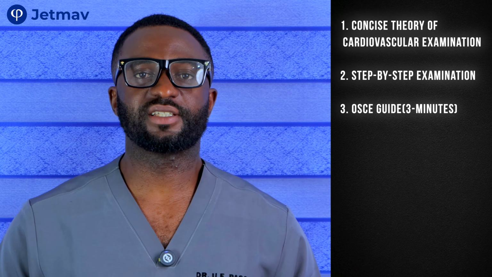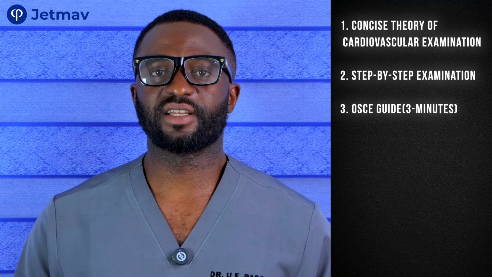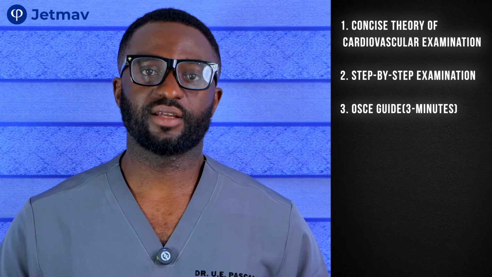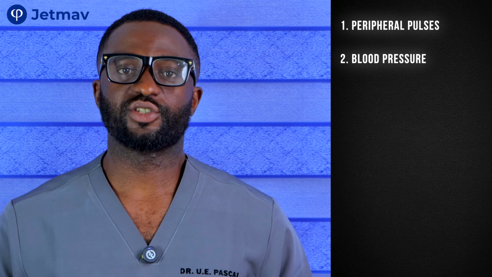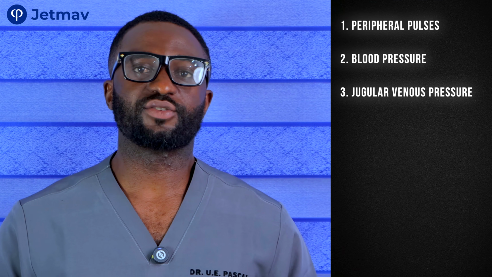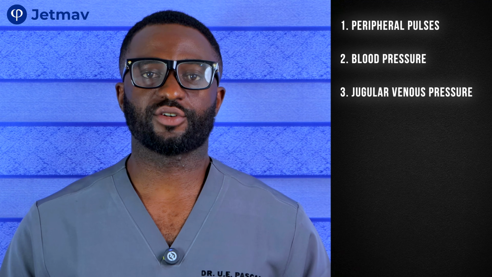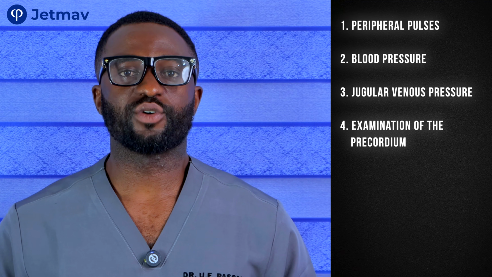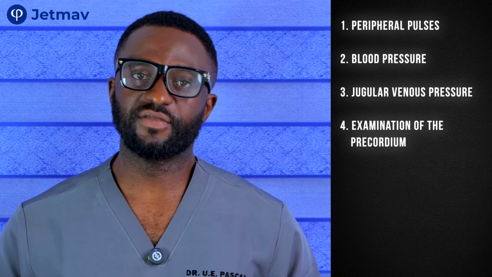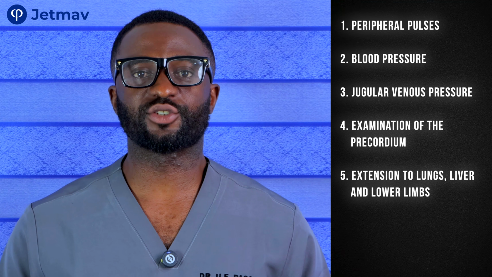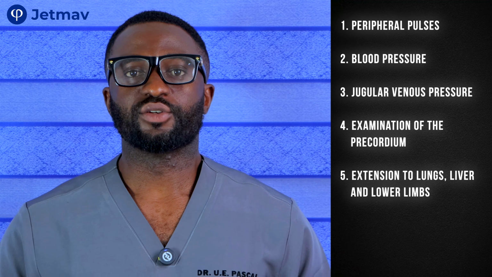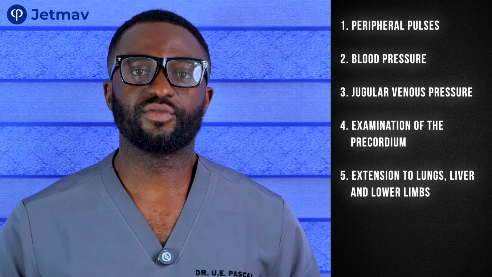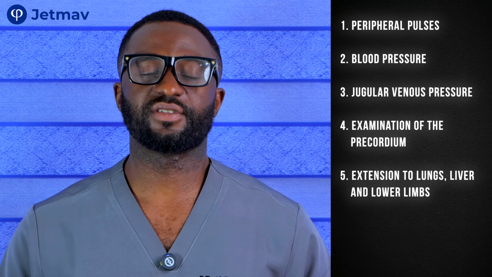Generally, cardiovascular system examination is divided into the following. 1 is where you check for the peripheral pulses. 2 is where you check the blood pressure. 3 is where you check the jugular venous pressure. 4 is where you examine the precordium. The 5th one is where you check for extensions to the lungs, to the abdomen, and to the lower limbs. So in this video, we're going to follow these 5 steps.